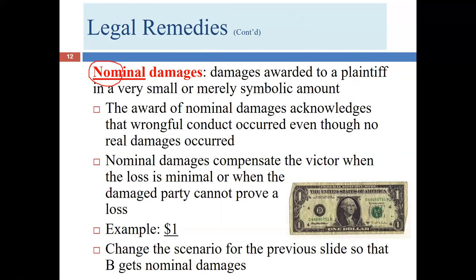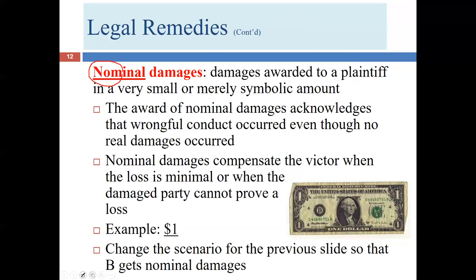They're symbolic sums. So what's the definition that we have here for nominal damages? Damages awarded to a plaintiff in a very small or merely symbolic amount. What's the purpose of nominal damages is to acknowledge that the plaintiff was wronged, that the plaintiff behaved himself and the defendant didn't. And in this particular case, everything worked out okay for the plaintiff, so the plaintiff really doesn't get any money, but still he was wronged. And the court system says, you know what? We want to communicate to you that you were wronged. And so we're going to give you a symbolic type of damages. It might be a dollar, it might be $10, but it's going to be a very, very small amount.